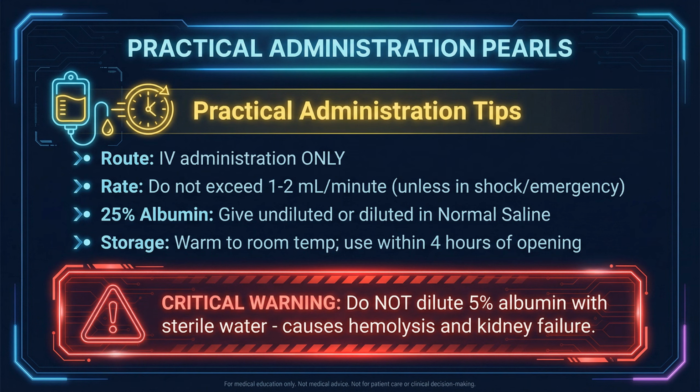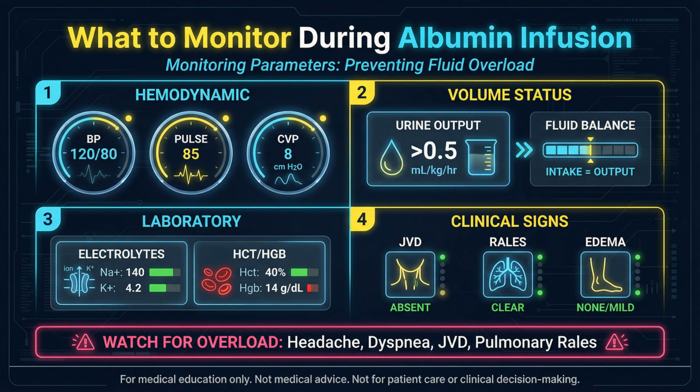Here are a few practical tips for administration. Albumin is for intravenous use only. For patients not in shock, the infusion rate should not exceed 1 to 2 milliliters per minute to avoid rapid fluid shifts. And a critical safety warning: never dilute 5% albumin with sterile water, as this can cause severe hemolysis and acute kidney failure. Monitoring is key to safe administration.